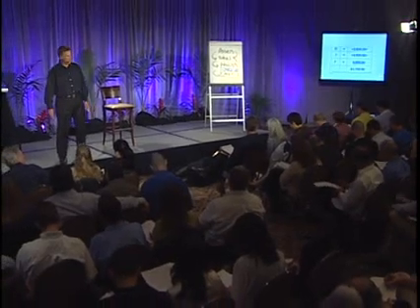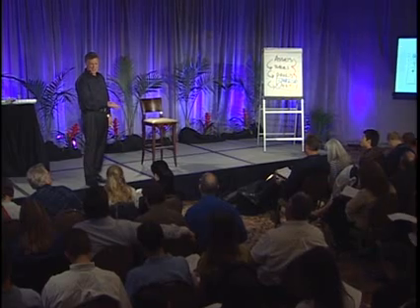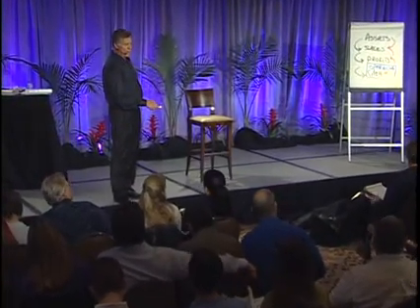So let's do a little math. I've got all the O's and the I's and the F's. If you add up all the O's, they'll add up to negative 2,800. If you add up all the I's, it'll add up to negative 4,500. And if you add up all the F's, it'll add up to a positive 9,000. Now, let me ask you a question. If we started with zero cash, and this is the cash flow during the course of the year, how much do you think our ending cash would be? 1,700. Is that right? That's our ending cash.